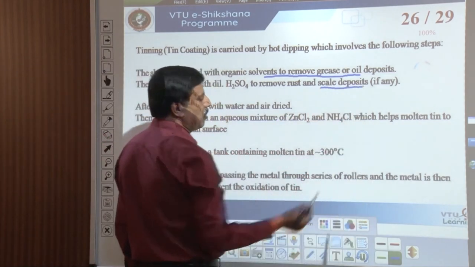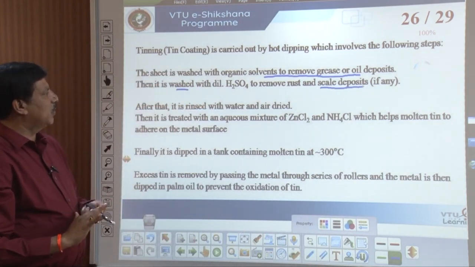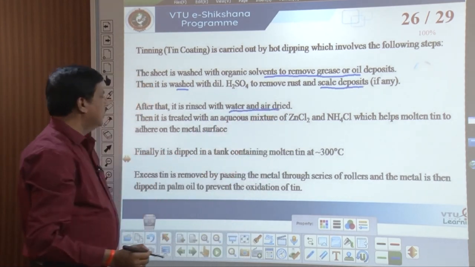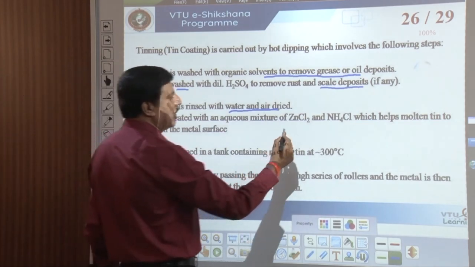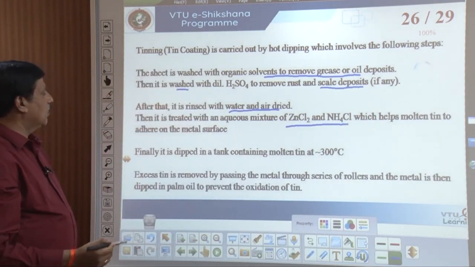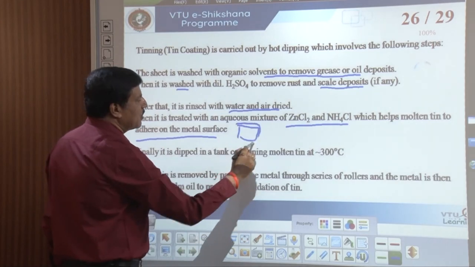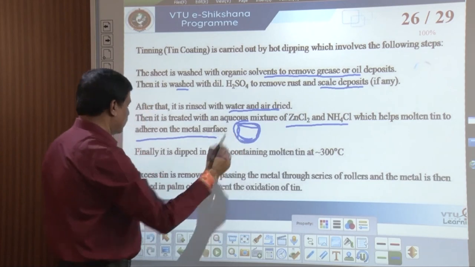In a mechanical workshop, people remove the dirt deposited on the metal sheet. Later, you have to dip it in sulfuric acid. After that, rinse with water and air dry. Then it is treated with an aqueous mixture of zinc chloride and ammonium chloride solution, which helps molten tin to adhere to the metal surface. Whatever is going to be corroded, to avoid corrosion, is going to be plated over.